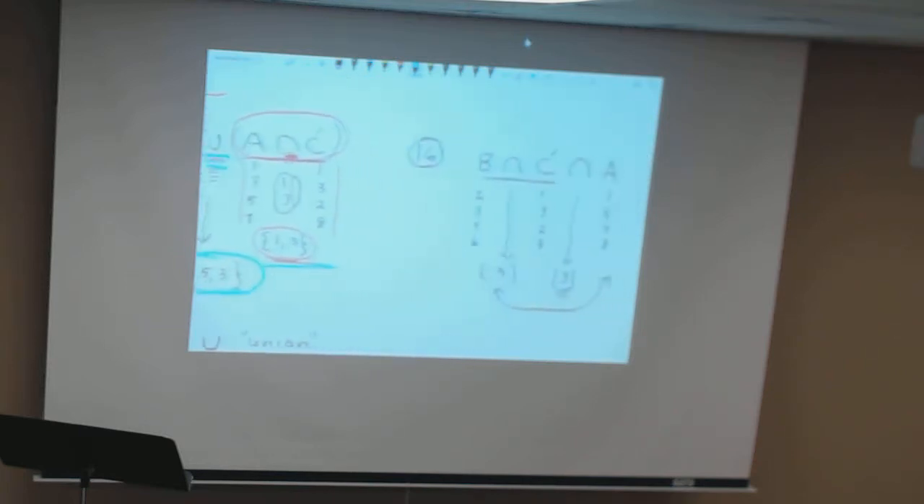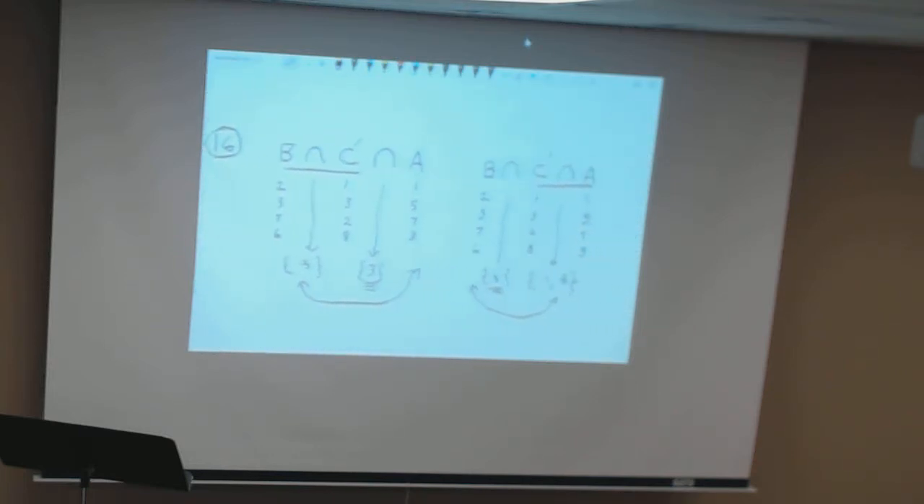Let's do 16. B intersect C prime intersect A. Since it didn't say which way to do it, since it didn't put parentheses, I did it both ways just to show you it doesn't matter. You come out with the same answer. So here's B. Everybody see where B is, 2, 3, 7, 6? You see where I'm getting my numbers? If you don't, raise your hand so I can talk about it some more.